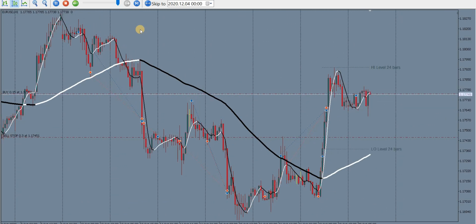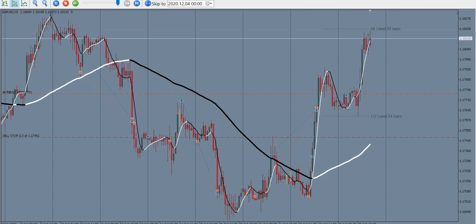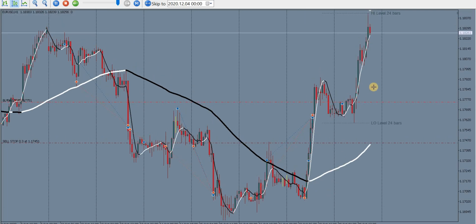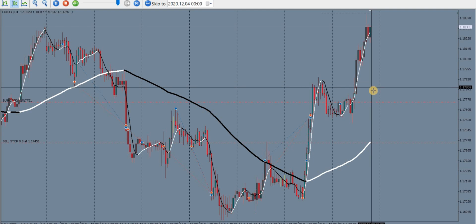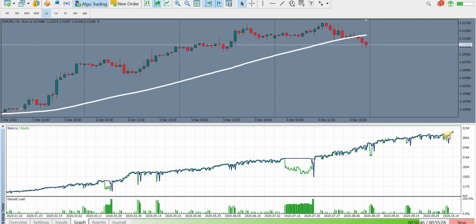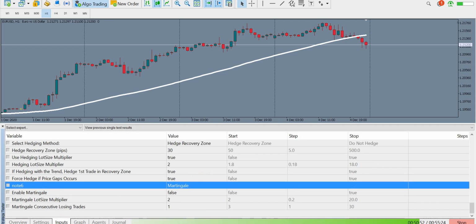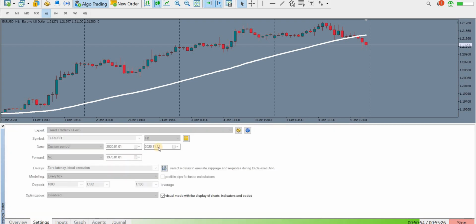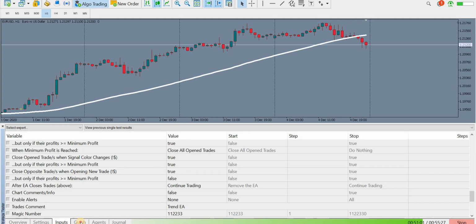We are close to the end of our testing. We are in October right now, I think. Yes, and the testing will stop on 18th of November. One more month of testing.